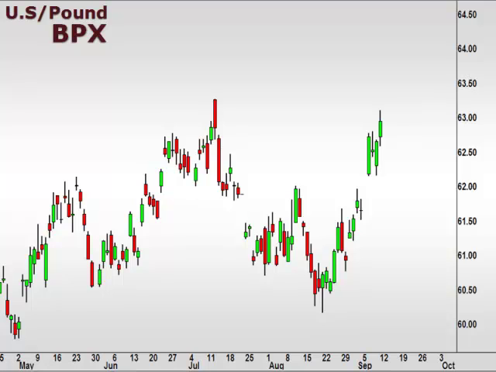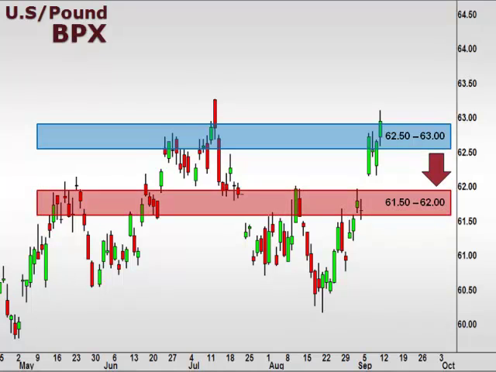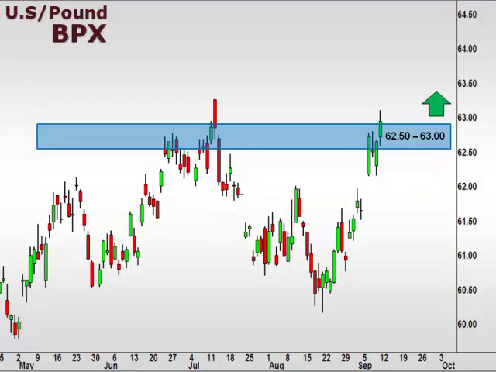Let's take a look at the U.S. dollar versus the British pound as seen here in the ISC FX Options pair value BPX. Well, the BPX is hitting a resistance level at the 62.5, 63 zone. Rejection here is likely to retrace back down to test support at 62. A break above 63 should yield a continuation higher.